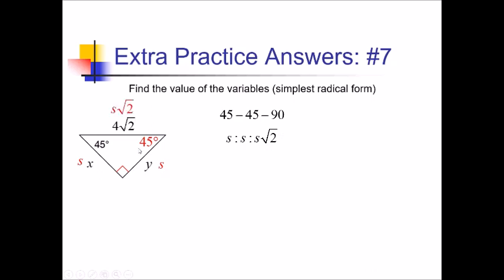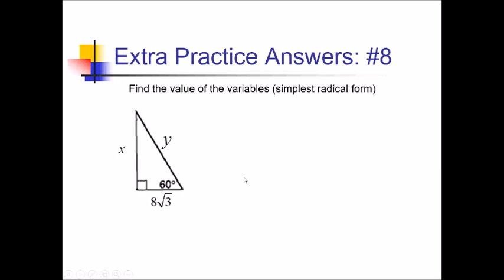The only side that they gave me was this 4 radical 2. Since that's equivalent to this s radical 2 part of our ratio, we can write that s radical 2 equals 4 radical 2. And from that, I can just divide both sides by radical 2 to get s equals 4. Now that we know s, we can figure out the values of x and y. X and y both have a value of s, so that means that x and y are actually both this 4 that we just found.